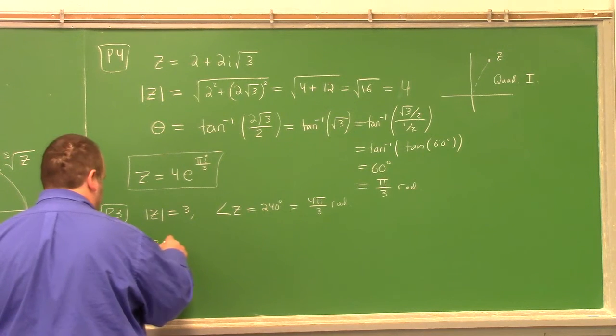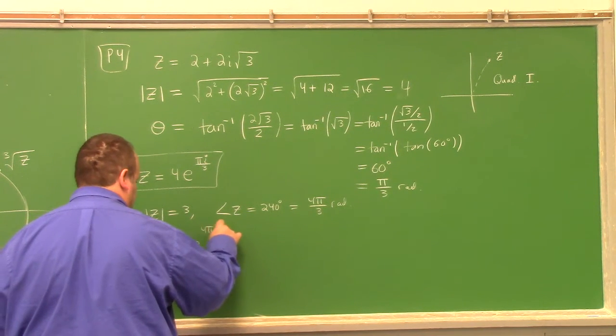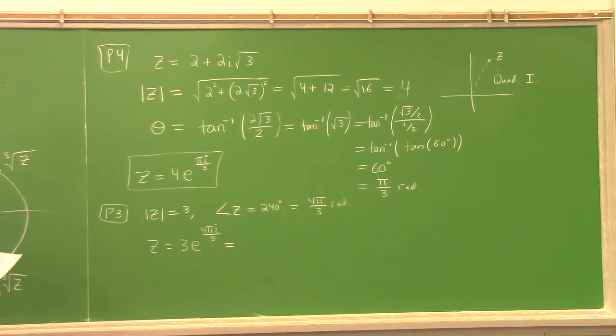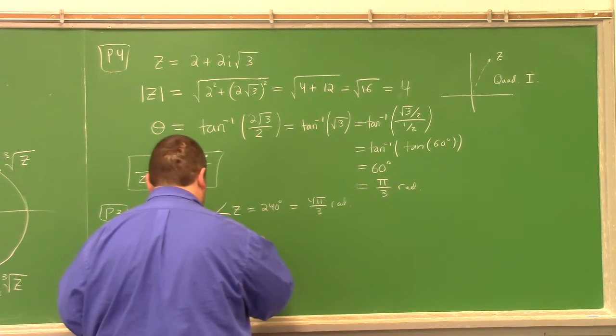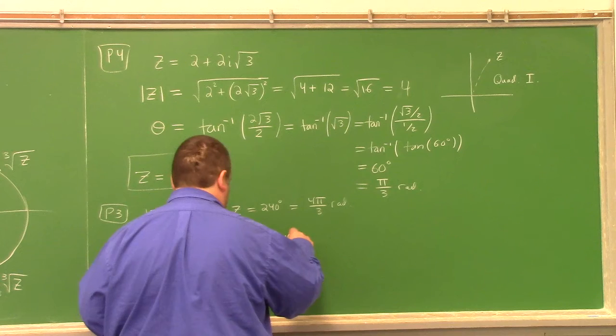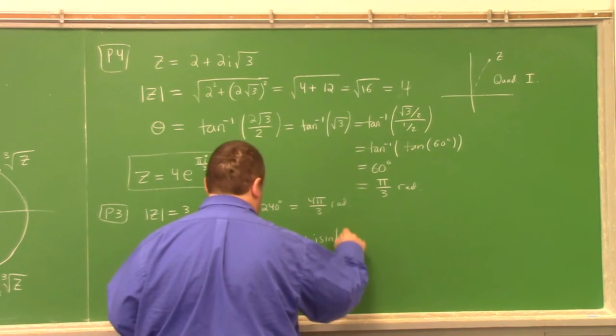So z is 3 times e to the 4 pi i over 3, right? And I'm asked here to find the Cartesian form of the complex number. That's the polar form. So I do 3 times cosine 4 pi over 3 plus i times the sine of 4 pi over 3, right?